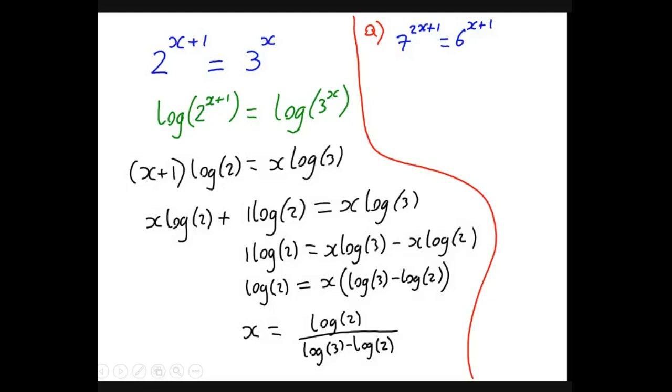Have people made progress with that question? I think I have an answer, sir. Okay. Is anyone opposed to going over some answers? No? Okay. 7 to the power of 2x plus 1 equals 6 to the power of x plus 1. Okay, that's okay. All right.